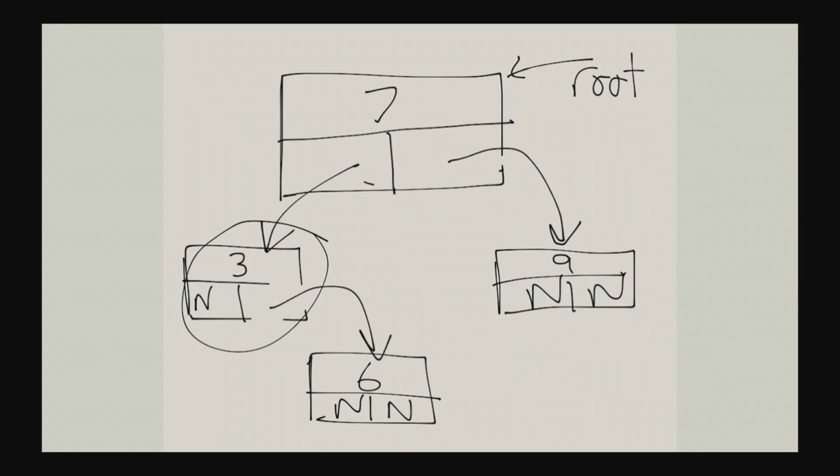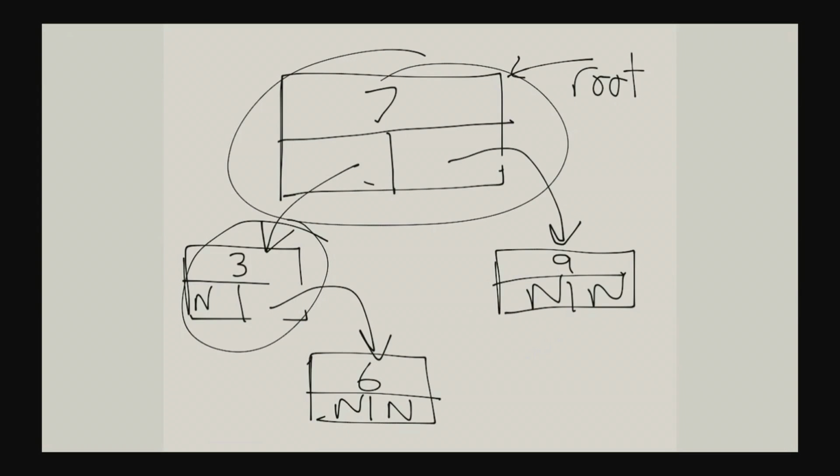So if we ask about parents, what is the parent of 3? 7. Yeah. The parent is just going to be what points to you. Then what are the children of 7? 3 and 9. Yeah. So notice that children literally means children. So 6 would not apply because that's like a grandchild.